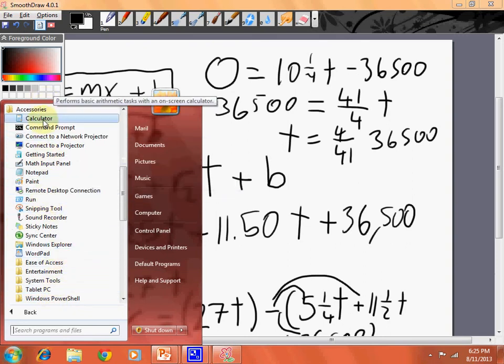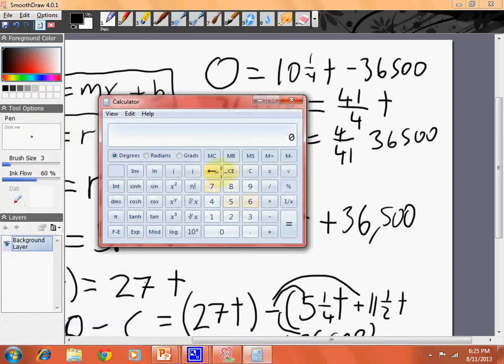Accessories. Calculator. Alrighty, so 4 times 365. Whoa, that did not work out. So okay, let's try it again. 4 times 36500. Bam. And then divide that by 41.